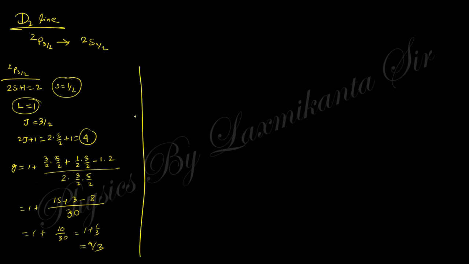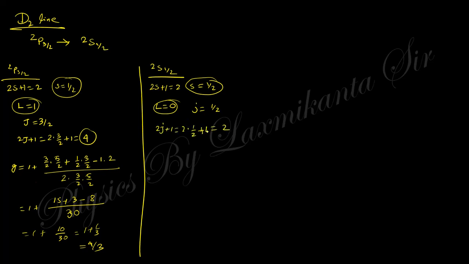And for this state, 2s plus 1 is 2, so s equals half. Since s is not equal to 0 here, it is also the anomalous Zeeman effect. l equals 0 here and j equals half here. Clear? So what is the value of 2j plus 1? That is 2 into half plus 1, that is 2 splittings. Number of splittings is 2 here, and here the number of splittings is 4.